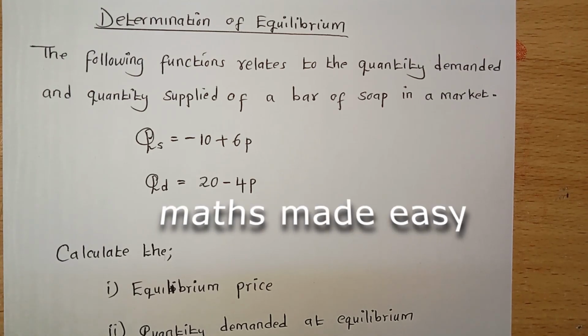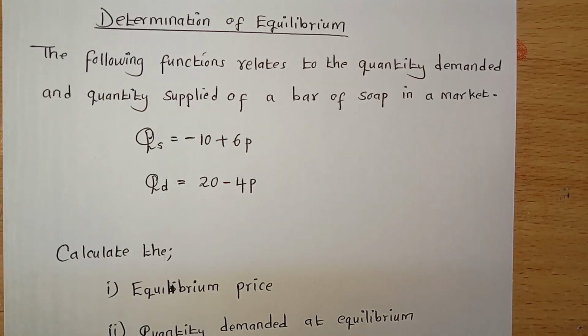Okay, hello everyone. Today I want us to solve a question on determination of equilibrium. The question says the following functions relate to the quantity demanded and quantity supplied of a bar of soap in a market. We have been given the QS function, that is the quantity supplied function, as negative 10 plus 6p, whereas the quantity demand function is given as 20 minus 4p.